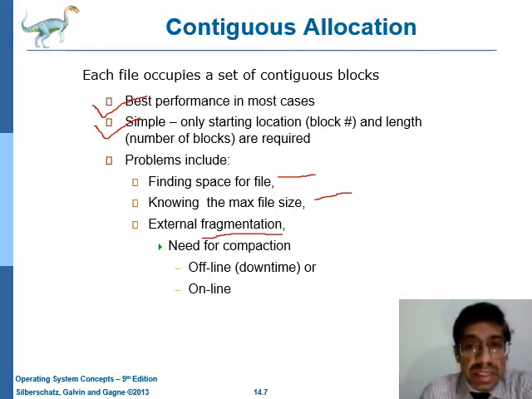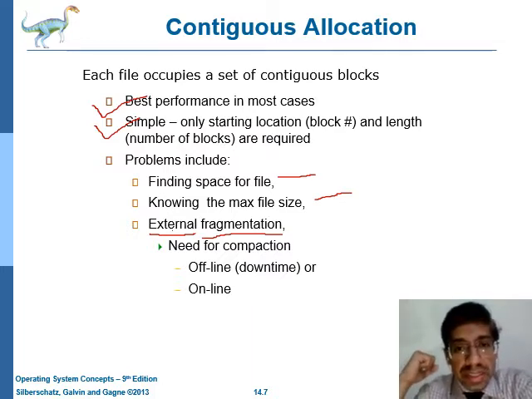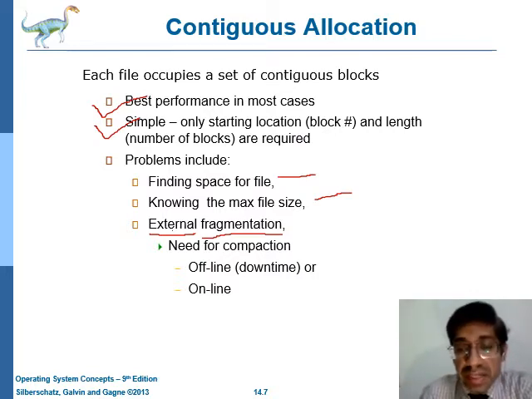Fragmentation can be internal or it can be external. When we talk about external fragmentation, it implies that there are blocks which are free or available on the disk, but they could not be allocated to a file just because they are not contiguously placed on the disk. That means free space is randomly distributed across the disk.